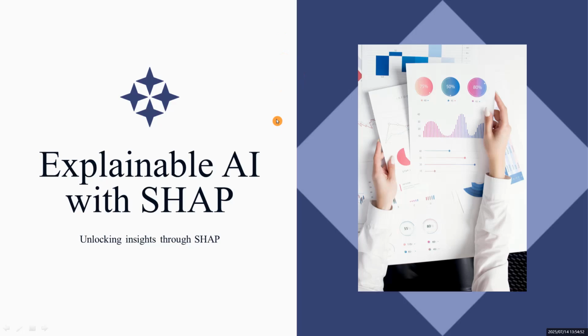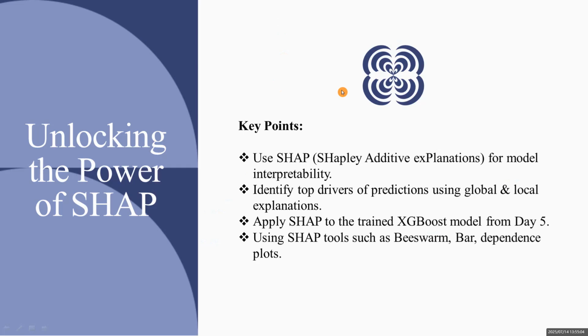Today we're going to be looking at explainable AI with SHAP, unlocking insights through SHAP. We're going to see how to use SHAP to unlock the power of explainability. The first key point is the use of SHAP. SHAP is short for Shapley Additive Explanations, which is used for model interpretability.